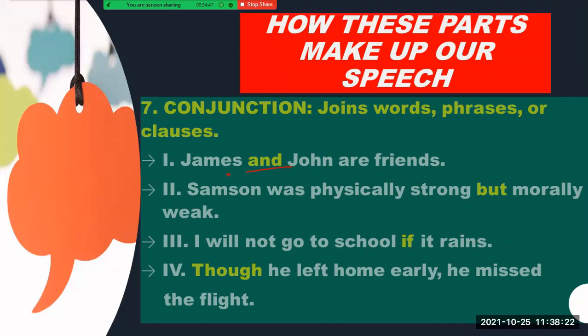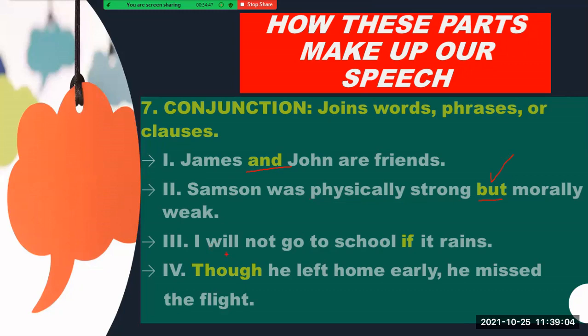There are three main types of conjunctions. You have the coordinating conjunctions, which join grammatical structures of equal rank. You can see that James and John are nouns, and we use the coordinating conjunction and to join these two nouns. Now let's look at example I, which is Samson was physically strong, but morally weak. The conjunction here is but, and that is also a coordinating conjunction.